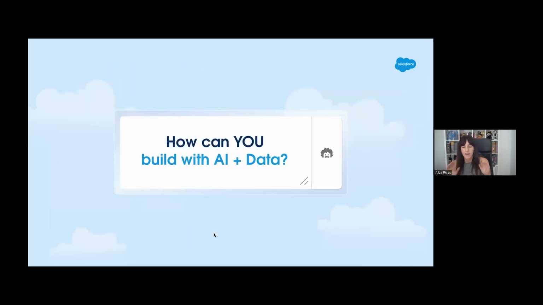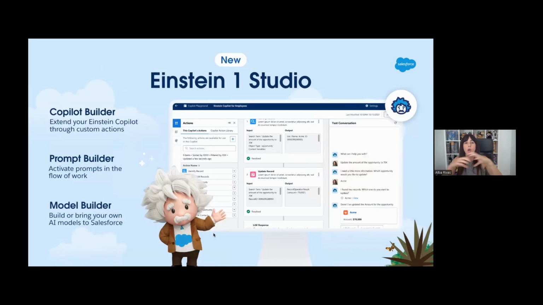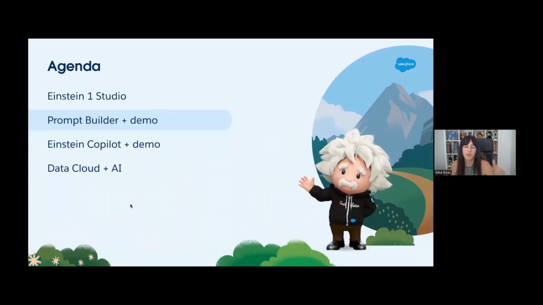So, technical people, how can you build with AI plus data on the Salesforce platform? You can do that thanks to Einstein One Studio. Einstein One Studio is an umbrella term for 3 different apps that are going to help you build prompts, agents, or copilots and models on the platform so that you can use them later. These are Copilot Builder, Prompt Builder, and Model Builder. And the first one that we're going to see today is Prompt Builder.